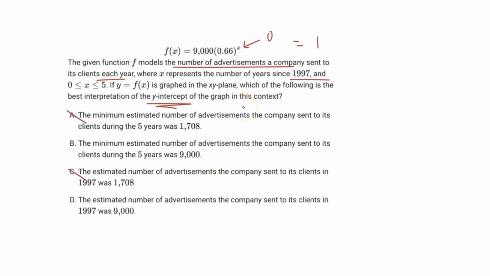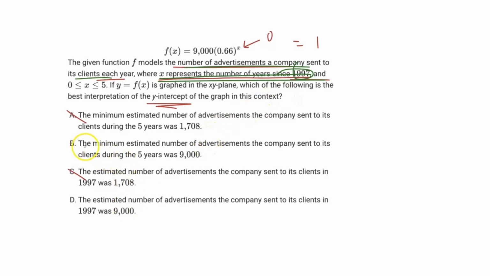And now we have to put it in context. So what does this problem or scenario give us? Well, it says where x represents the number of years since 1997. I'm even going to do it in green, another color, to really emphasize that. So x represents the number of years since 1997. If x is 0, that means it has been 0 years since 1997. And if it's 0 years since 1997, that value of 9,000 must be representative for the year 1997 itself, right? And the context is the number of advertisements that the company sends. So in 1997, the company must have sent 9,000 advertisements.